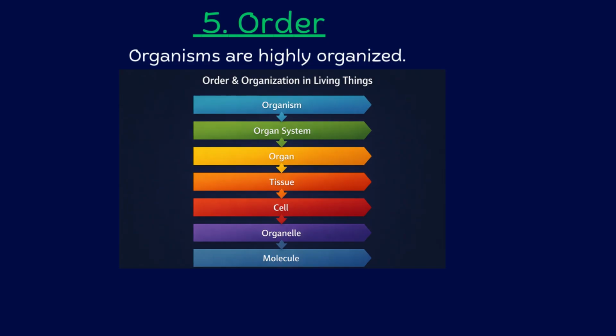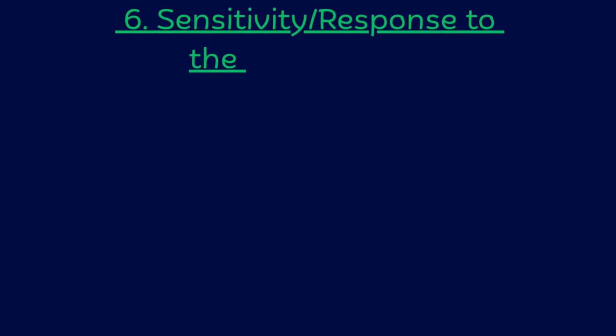We've seen how living things are highly organized, with every part working together in order. But being organized is not enough. Living things also need to sense and respond to their surroundings. Sensitivity allows organisms to detect changes in their environment and react in ways that help them survive. Living things have the ability to sense and respond to their environment, and this helps them survive.